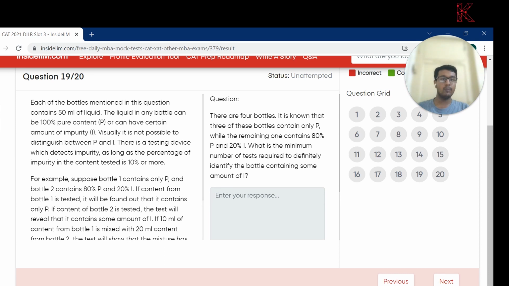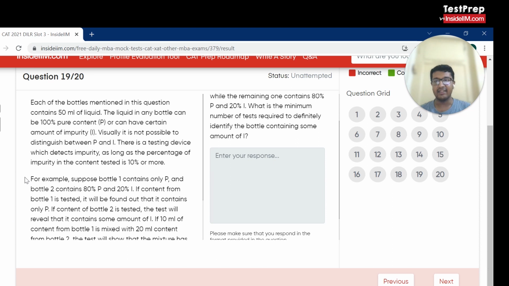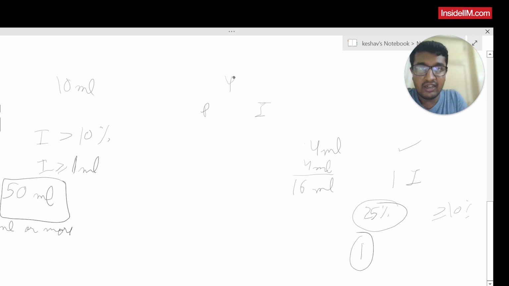Next question. There are 4 bottles. It is known that 3 of these bottles contain only P, while the remaining one contains 80% P and 20% I. What is the minimum number of tests required to definitely identify the bottle containing some amount of I? Alright. So see, what's my question now? Now again I have 4 bottles, but this time I have 3 completely 100% pure bottles and one with 80% purity and 20% impurity.